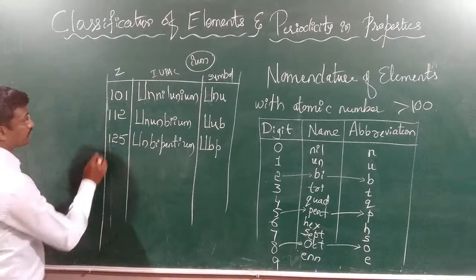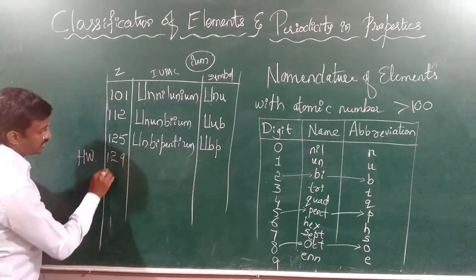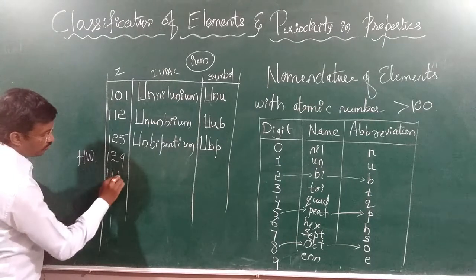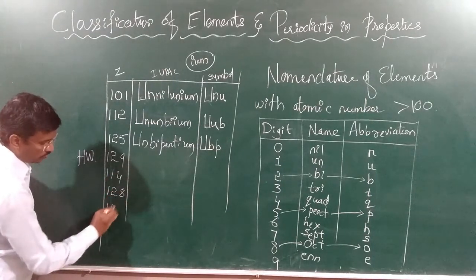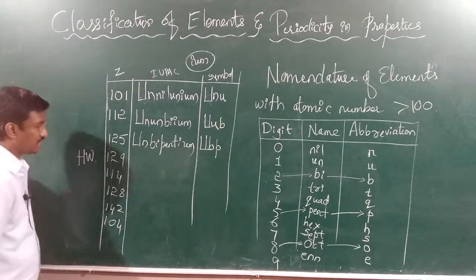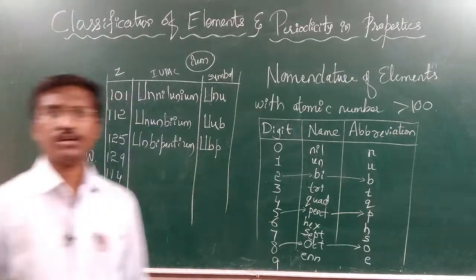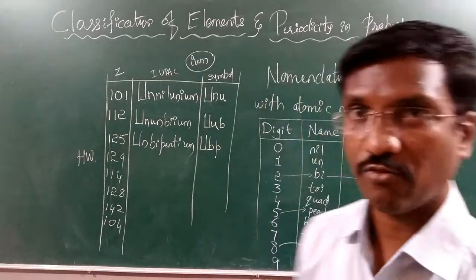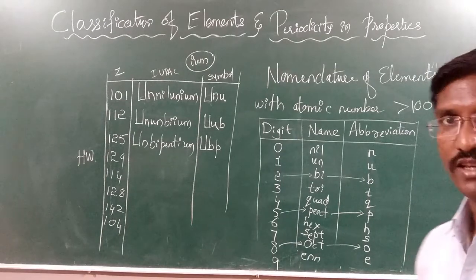The remaining as it is. So take it as homework: 129, 140, 128, 142, 104. You have to write the IUPAC name and symbolic representation. I hope it will not be much difficult for you to write the names, isn't it? If you want, you can take a screenshot and write it thoroughly.